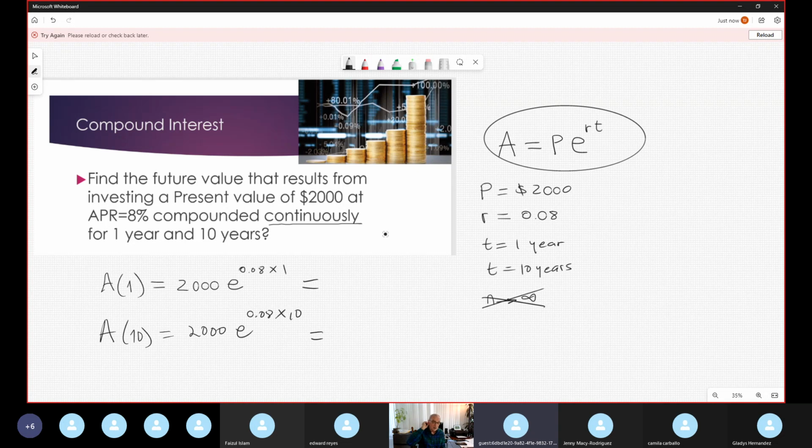Come on, help me with the answer. What is the answer for the first part? And what is the answer for the second part? Come on, everyone working with the calculator. Okay? Today is the day. Yes, you're right. It's $2,166.57. Let me know if I'm doing well or not.